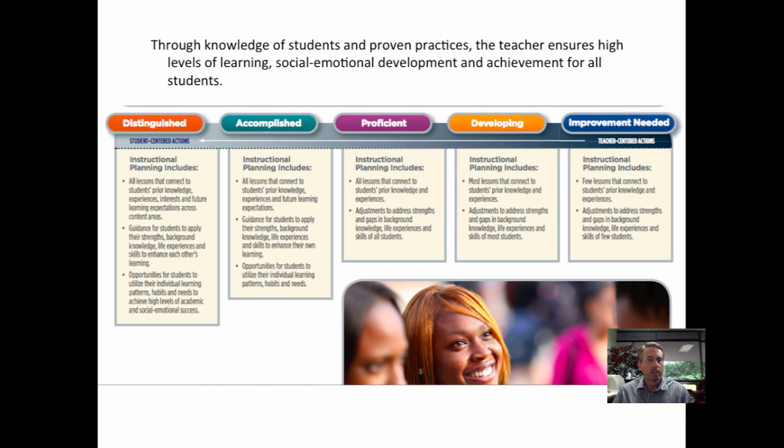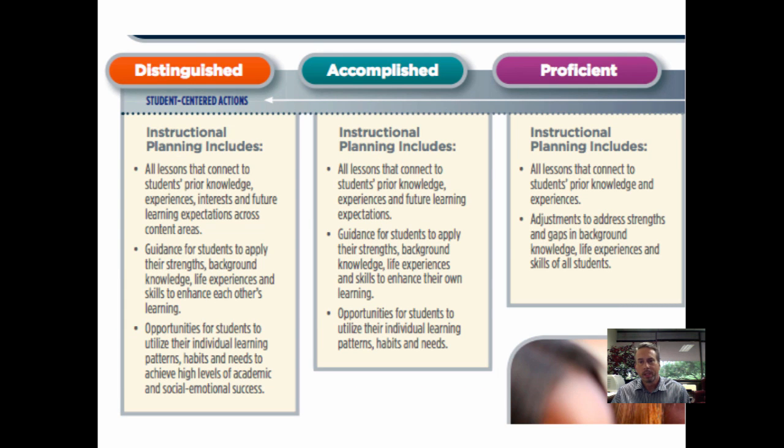So the overall definition of Dimension 1.3 is through knowledge of students and proven practices, the teacher ensures high levels of learning, social emotional development, and achievement for all students. But again, when we want to go from the proficient to the distinguished, what we're really trying to do is get a better understanding of our students that we have in the classroom. We want to look at their prior experiences, the knowledge they bring to the table when they come in there. We need to find out whatever gaps may exist in there and try to close those gaps to the extent possible. Set expectations in regard to academic achievement to the greatest extent possible as well.